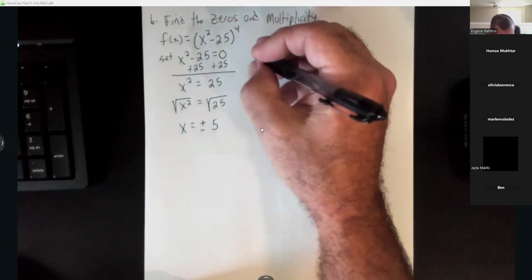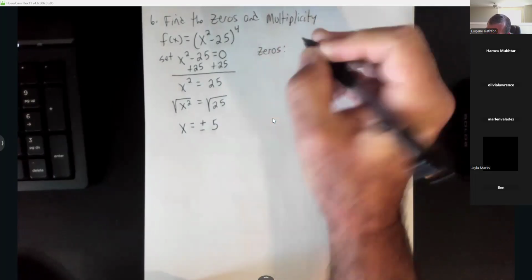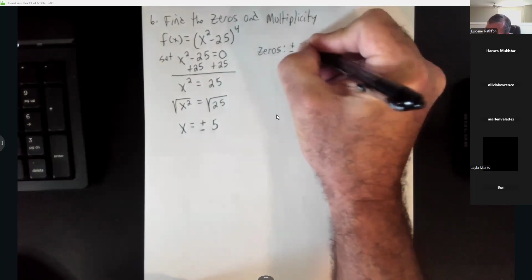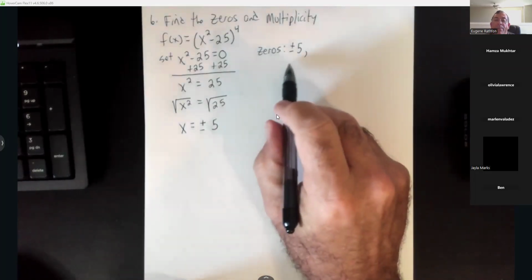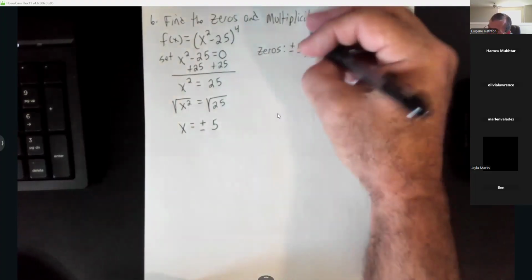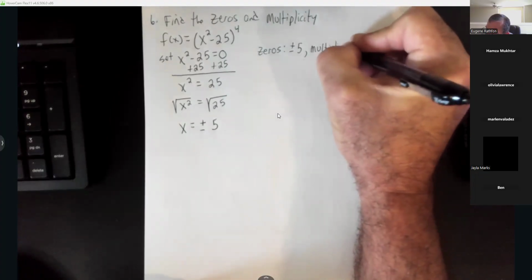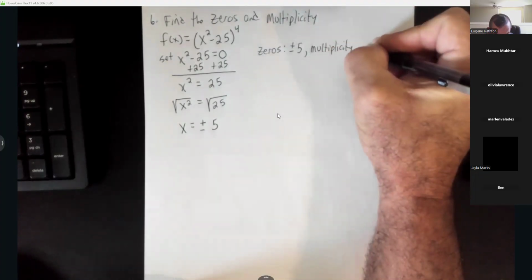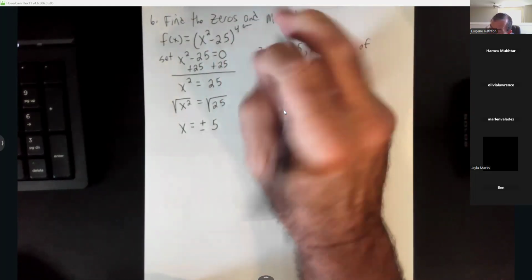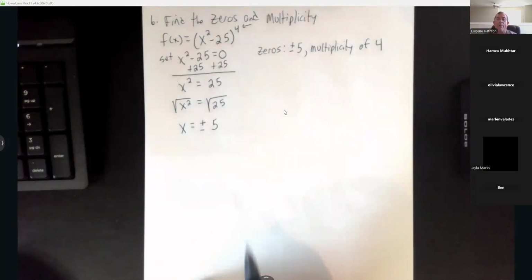So for this one, my zeros, you can put plus or minus 5. You can do it like this. Or you could do 5 comma negative 5. It'll take them either way. And multiplicities, well y'all, there's my multiplicity, that exponent on the outside of the parentheses, which is a 4.